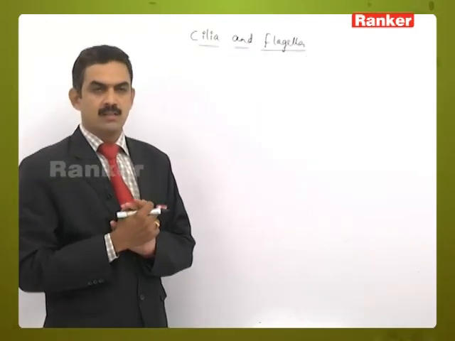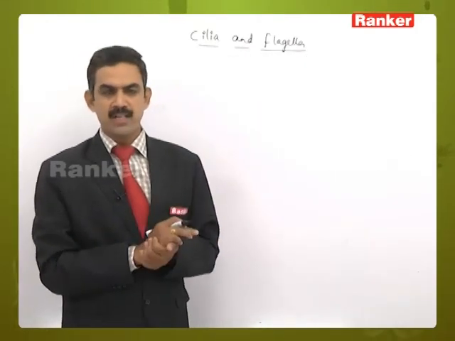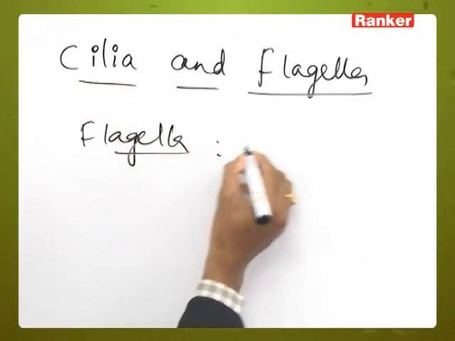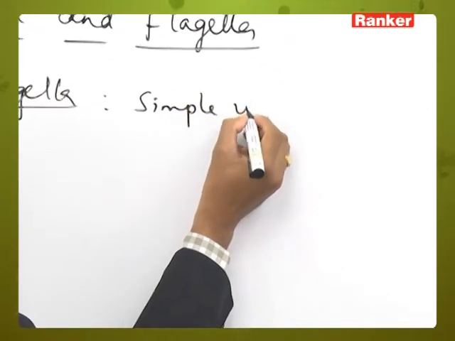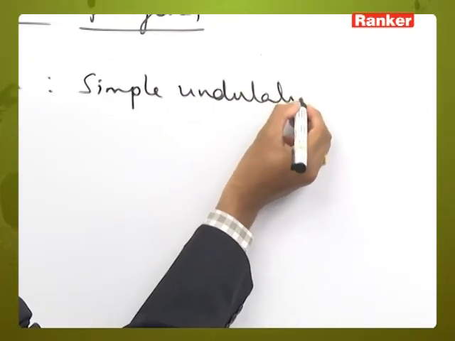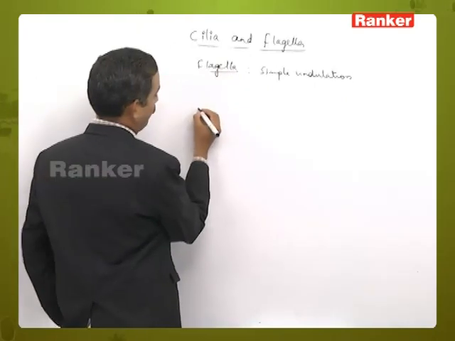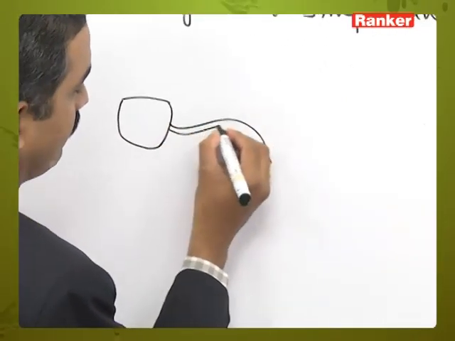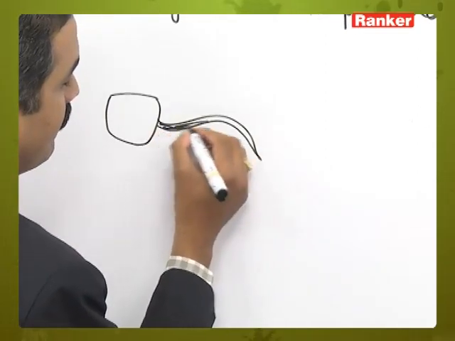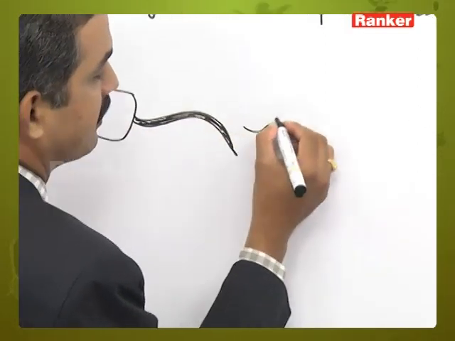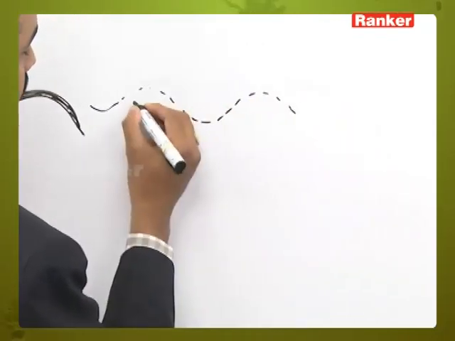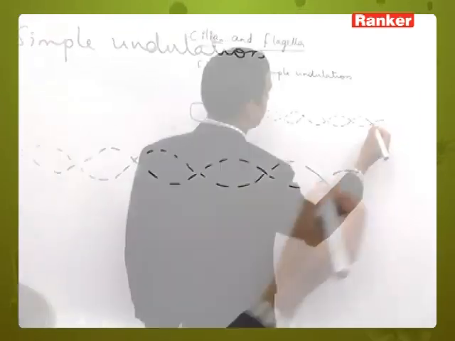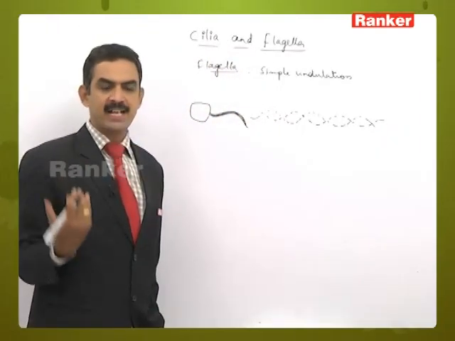Here, flagella will show simple undulation movements, where when a flagellum is attached to a body, the waves will be formed simply like this. This type of simple waves will be formed, where the simple movement can be observed.